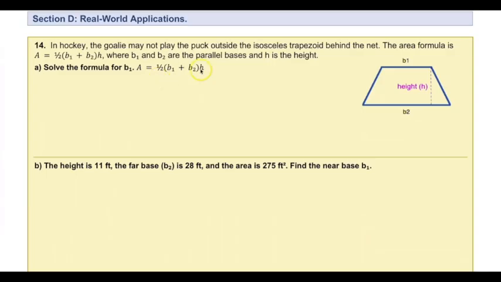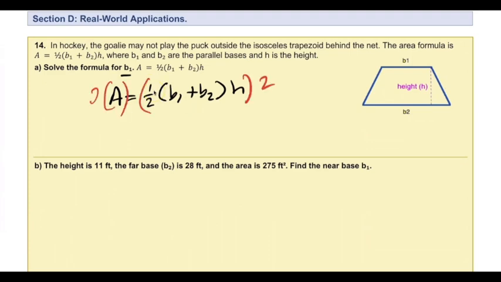So they gave us this formula. They want to get b1 by itself. So let me rewrite that. Area equals 1/2 times b1 plus b2 times height. They want us to get b1 by itself. First, let's get rid of that 1/2. I always want to get rid of a fraction. So we're going to multiply both sides by 2. So now we have 2a equals b1 plus b2, but that's still being multiplied by h.